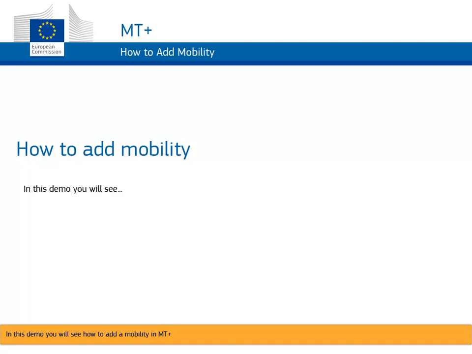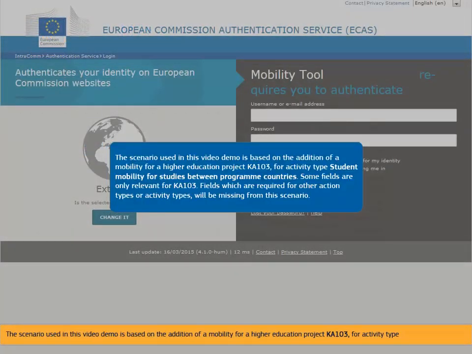In this demo you will see how to add a mobility in MT+. The scenario used in this video demo is based on the addition of a mobility for a higher education project KA103, for activity type, student mobility for studies between program countries.